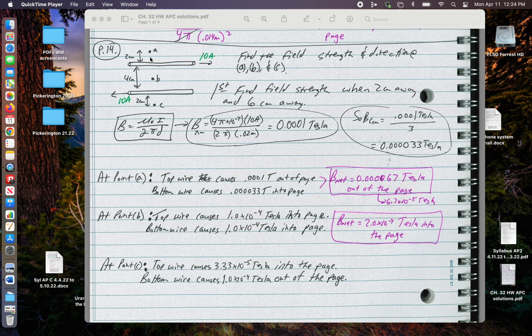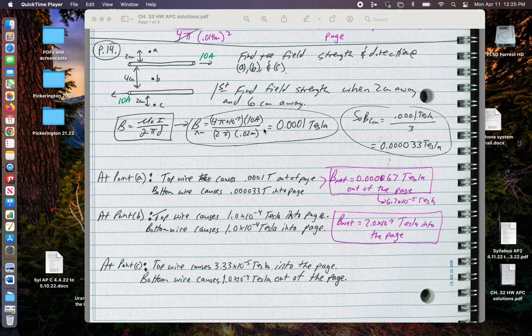For problem 14, there's a few parts. It's basically asking you to find the field strength and direction at points A, B, and C. A is 2 centimeters above the top wire, B is directly between the wires, C is 2 centimeters below the bottom wire. The first thing is I want to find the field strength when a point of interest is 2 centimeters away and 6 centimeters away, because all these distances are going to be either 2 or 6 from a given wire. So use the Biot-Savart formula for a long wire, which is this. You get 1 times 10 to the negative 4th Tesla.